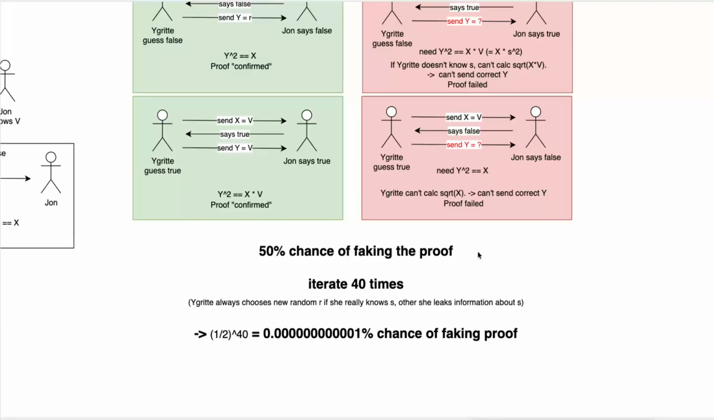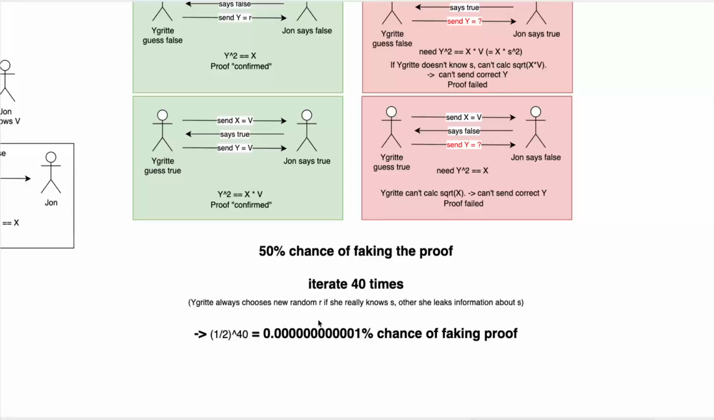Now, same as before in the iterative game, to iterate it multiple times, since we're on a blockchain in the computer science, you can iterate easily multiple times. So let's iterate 40 times, and that gets the probability of her faking the proof and guessing correctly every time to 0.00001%, so practically zero.